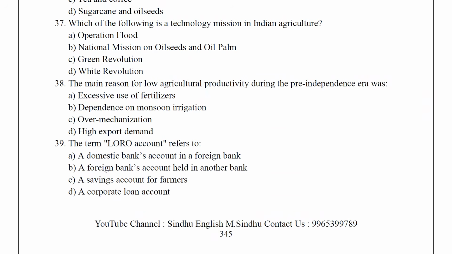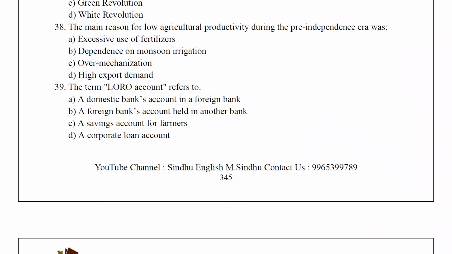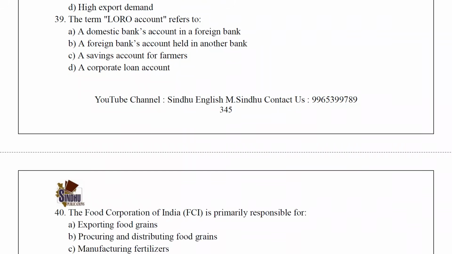Which of the following is a technology mission in Indian agriculture? National Mission on Oilseeds and Oil Palm. The main reason for low agricultural productivity during the pre-independence era was dependence on monsoon irrigation. The term LORO account refers to foreign bank accounts held in another bank.